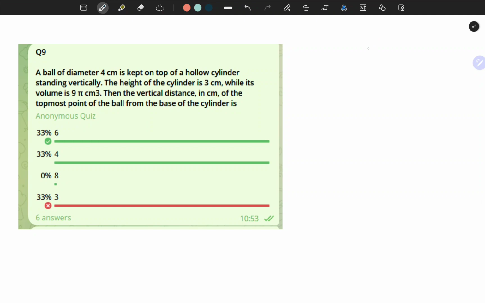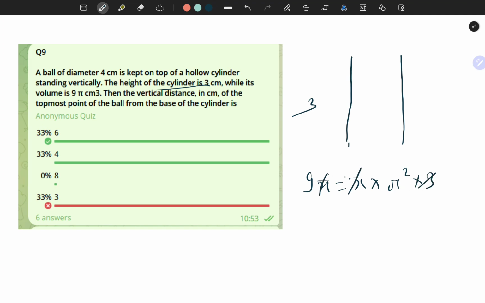Visualization question. A ball of diameter 4 cm is kept on top of a hollow cylinder standing vertically. So this is a hollow cylinder, okay? There is a ball kept. The height of the cylinder is 3, okay, and volume is 9 pi. So 9 pi equals pi r square h. So pi radius is r square and height will be 3. Okay, so pi gets cancelled. This will be 3. So radius is basically root 3.